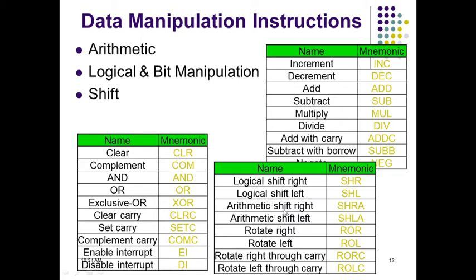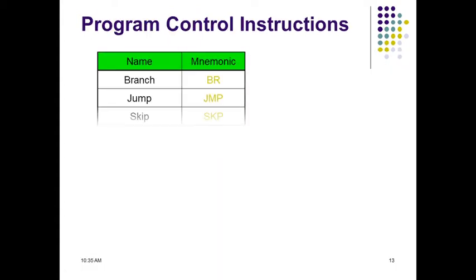Then the third category is the shift instructions: logical shift right, logical shift left, arithmetic shift right, arithmetic shift left, rotate right, rotate left, rotate right through carry, rotate left through carry. So these are the other category of instructions, the data manipulation instructions, which are used to modify or manipulate the data operands. That is arithmetic, logical, and bit manipulation operations, and shift instructions.